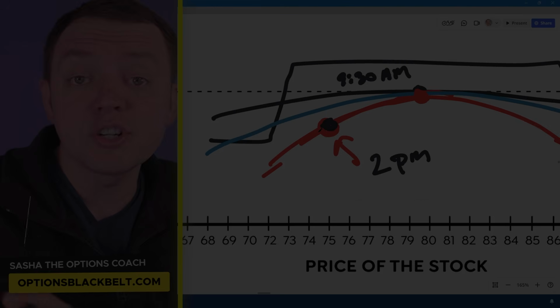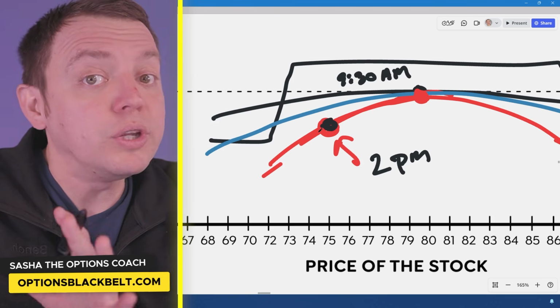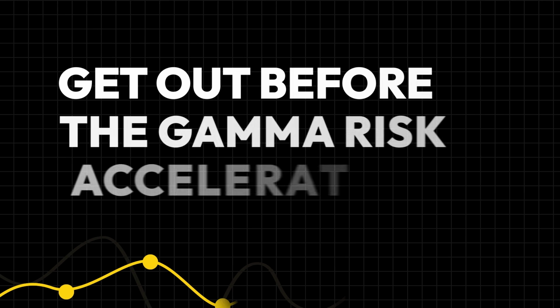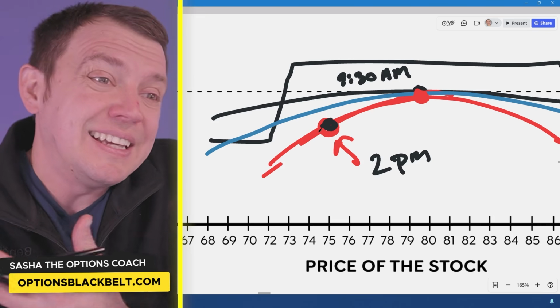So you need to make sure you have a hard stop in those trades, or you need to pull the trigger and get out before that gamma risk accelerates. So that's some of the biggest issues and problems that I see in those trades.